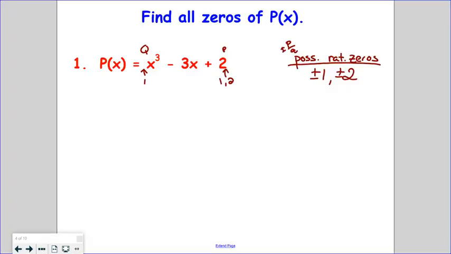Now let's talk about how we can speed up our process a little bit here. Grab your graphing calculators. Type that function into y1: x cubed minus 3x plus 2.